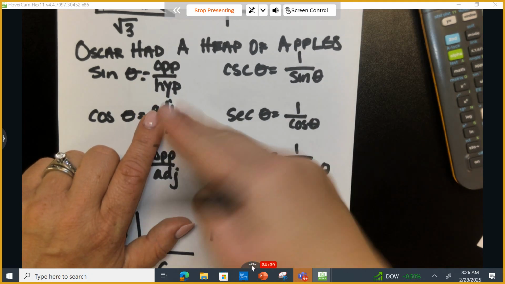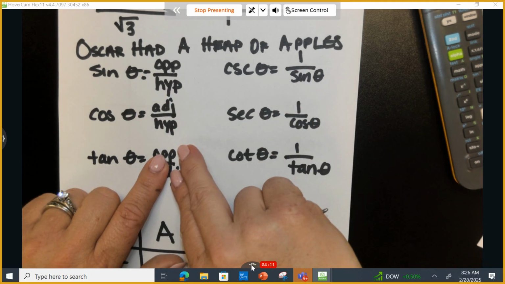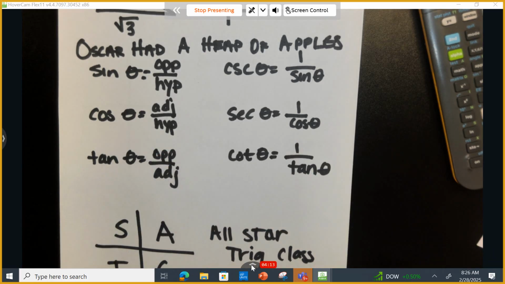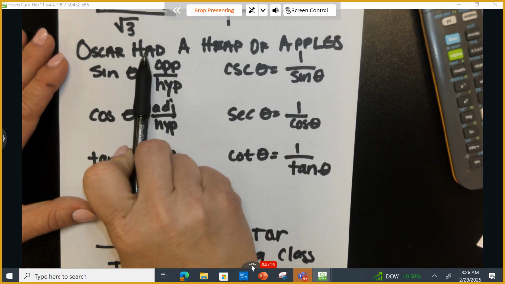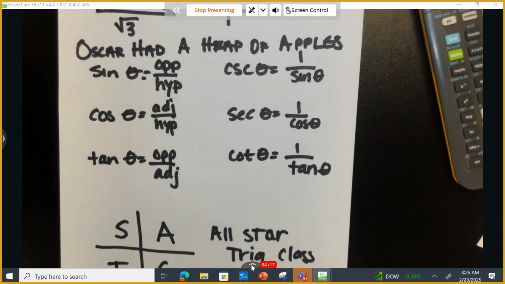And the cosine, the reciprocal, is the secant. And the tangent, the reciprocal, is the cotangent. So I prefer Oscar had a heap of apples. That's what's used in pre-calculus and calculus. And the reason for that is if you like SOHCAHTOA, great, use it. But a lot of students say SOHCAHTOA and they don't know how to spell it.